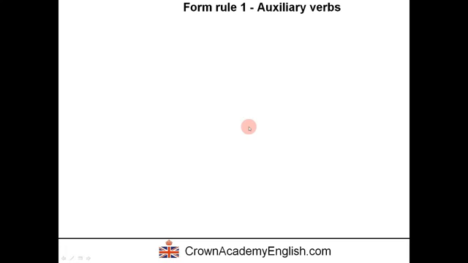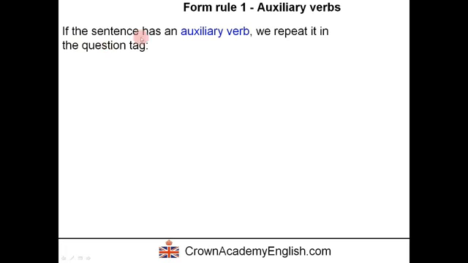Now let's look at the form. There are 4 rules for the form of question tags. So here we're going to look at auxiliary verbs. If the first part of the sentence has an auxiliary verb, then we repeat it in the question tag.